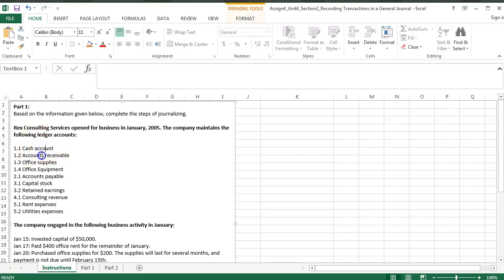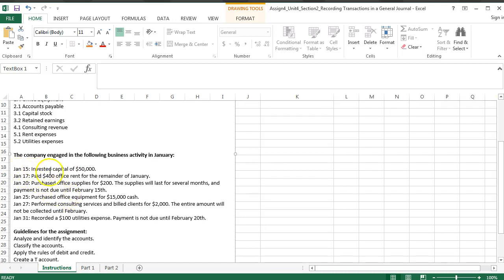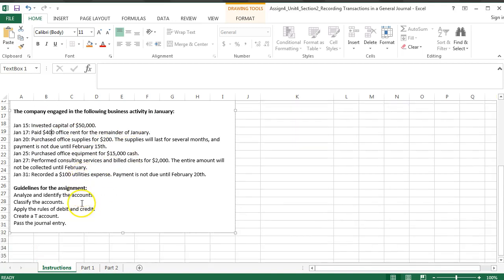So these are the different accounts that we're going to be working with in part 1, and then in part 2 you're going to notice that they add on a couple more accounts, and then they're going to give you a list of transactions that we're going to have to go through and analyze and record and pass the journal entry. So make sure before you complete this assignment that you've either read or watched the videos over Unit 4 Section 1 and 2 about information regarding journal entries.